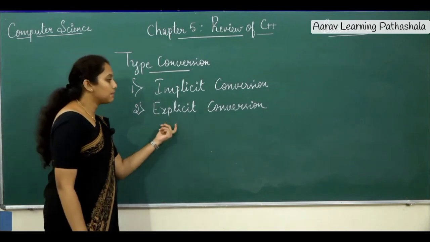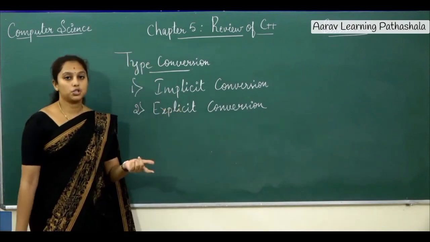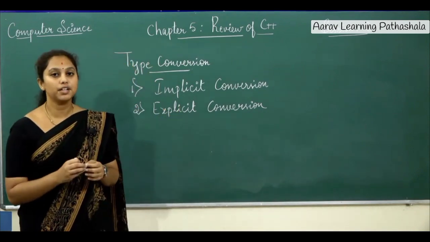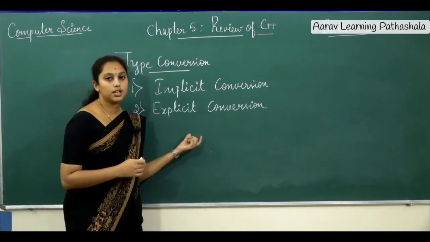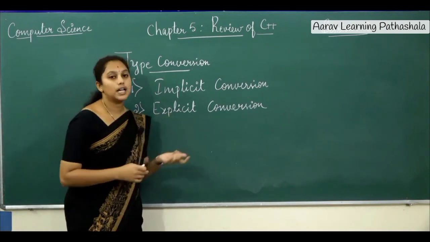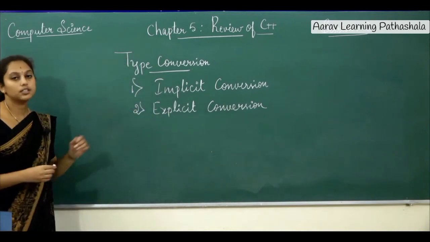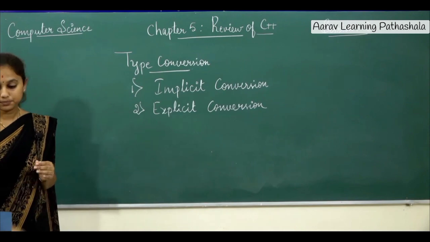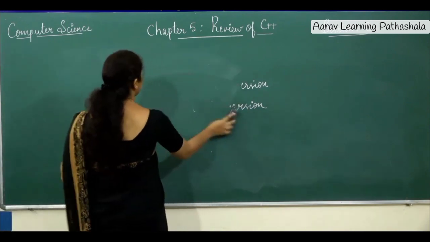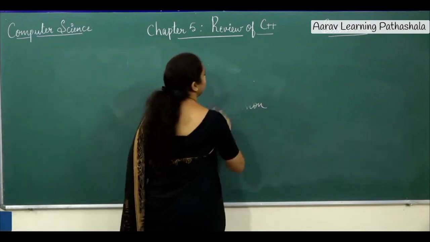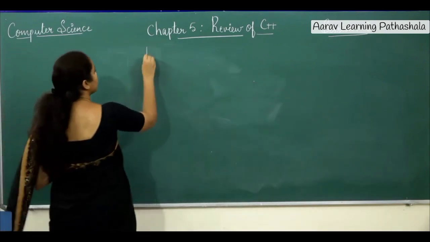When it comes to explicit conversion, it forces an expression to be of a specific type. Here a variable may get converted by typecasting. So this is about type conversion and its types. Next is basic structure of C++.